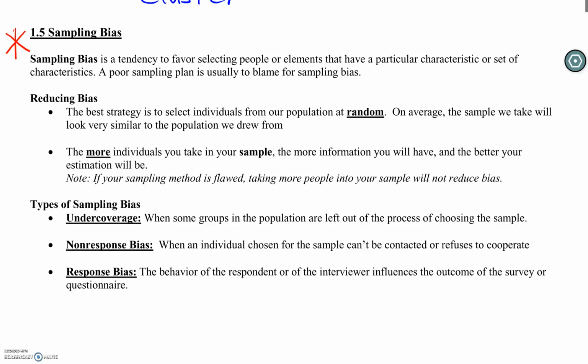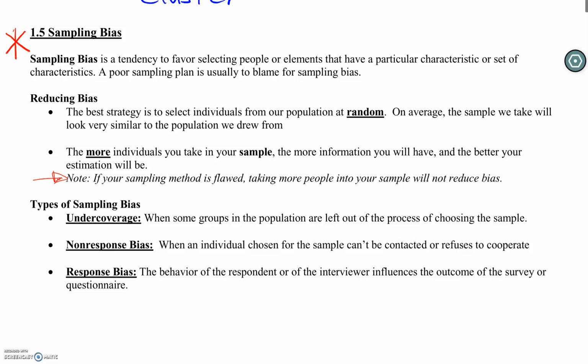So bigger and more random are better, but this is the big note. This is what we saw in that Literary Digest example from the last JITT. If your sampling method's flawed, taking more people is not going to fix anything. It's just going to make you feel more confident in what you have found, which is still just as insanely incorrect.